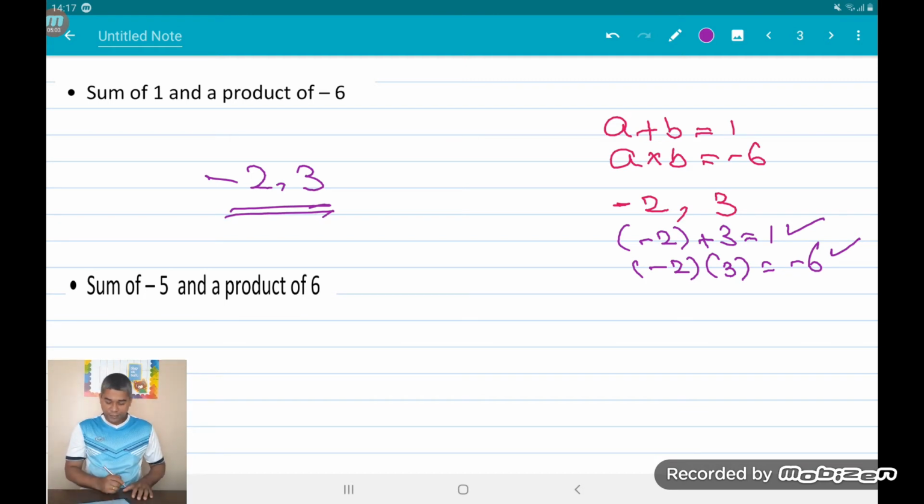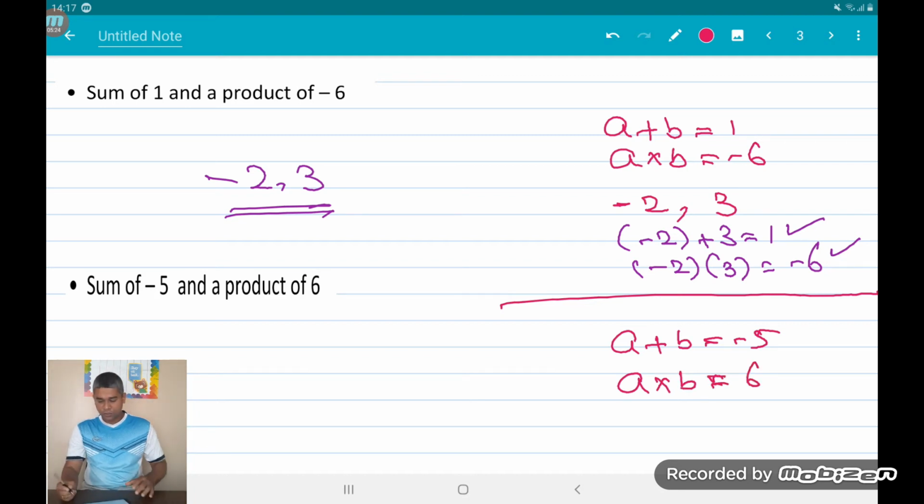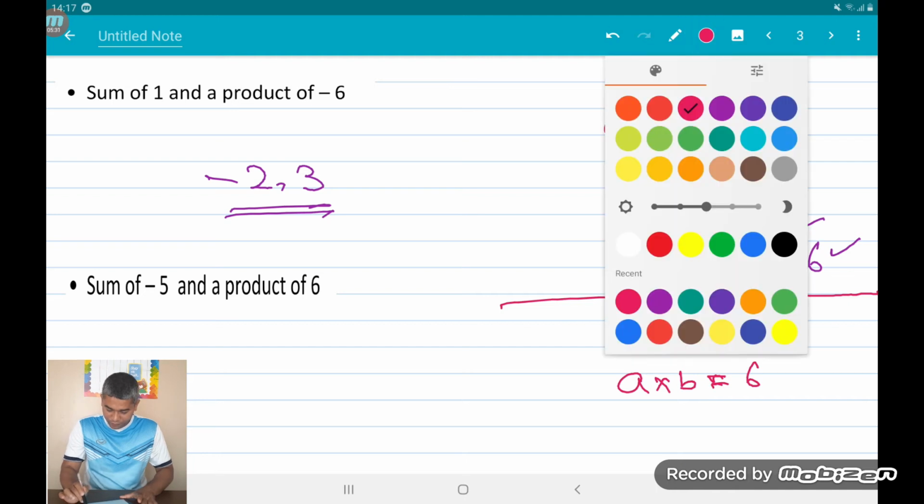Let us look at the next problem. We have to find two numbers. The sum is minus 5, so a plus b is minus 5, and the product a times b is equal to 6. When you add, we should be getting minus 5. So what numbers will work?